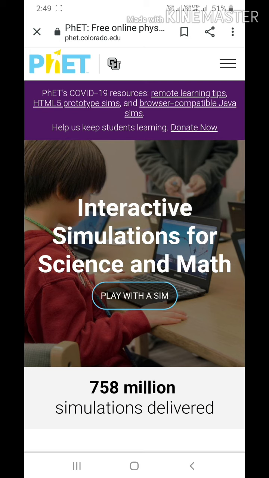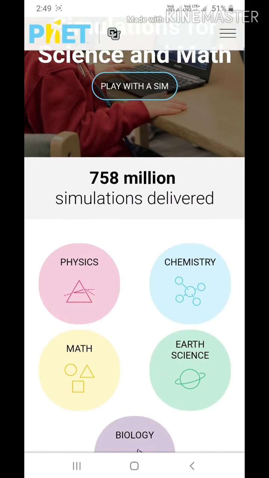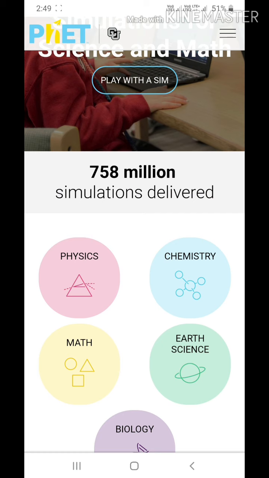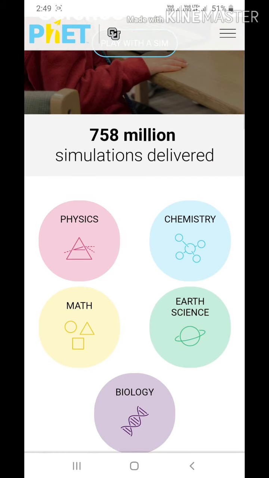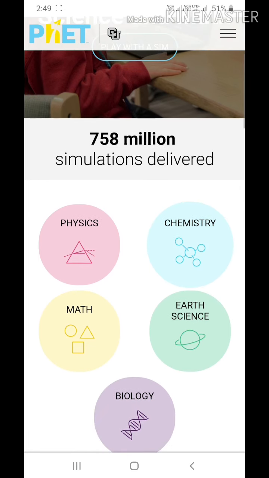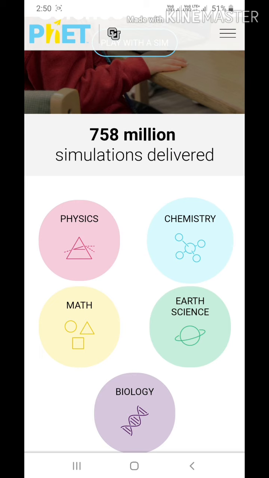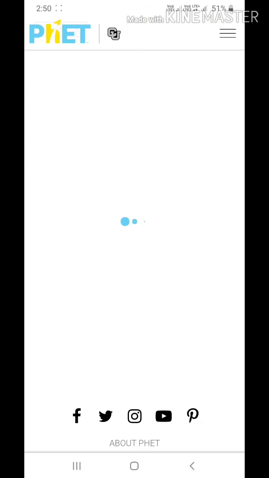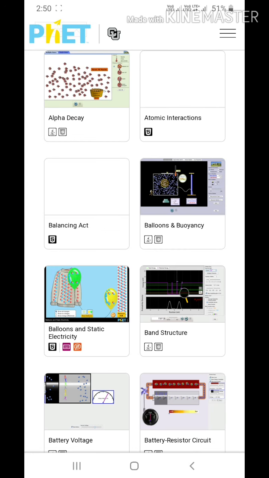These are interactive simulations for science and mathematics. Under the hood we'll get the simulations for physics, chemistry, mathematics, earth science and biology. These simulation tools offer many advantages over the traditional teaching-learning process. They are able to demonstrate abstract concepts in science and mathematics. So first of all we'll click physics. It is getting loaded.